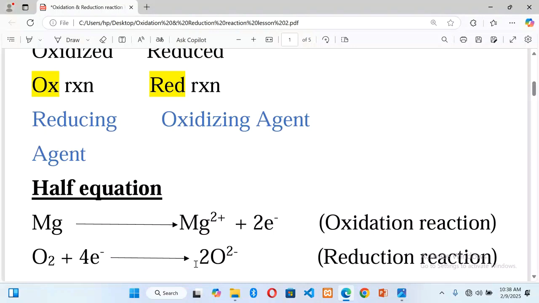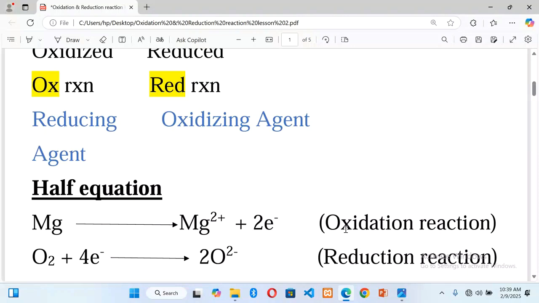But when you balance and you put a 2, it will also affect the what? The electrons. So here we have 2 times negative 2, which gives negative 4. So for us to balance, we have to add 4 electrons here, and then it is balanced. And then we say this is reduction reaction, and then magnesium is undergoing oxidation reaction.